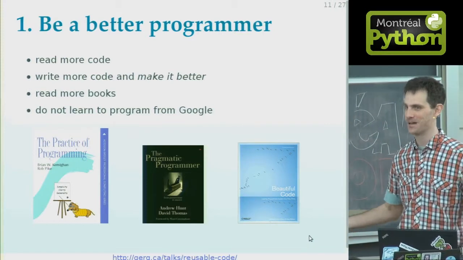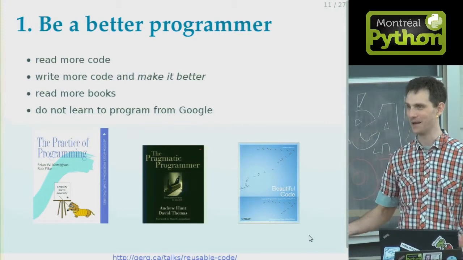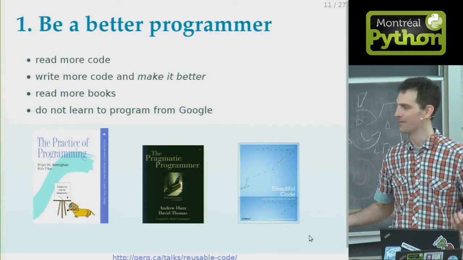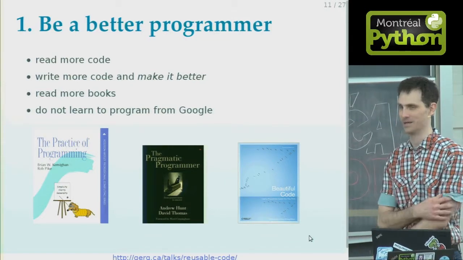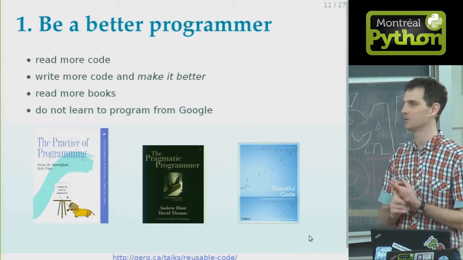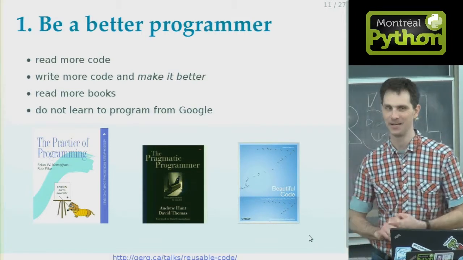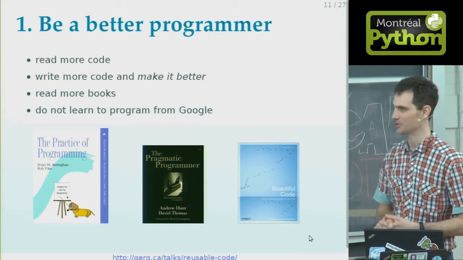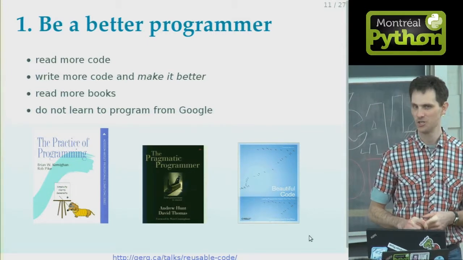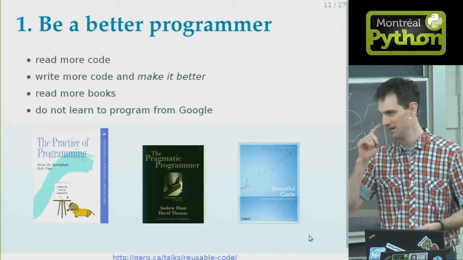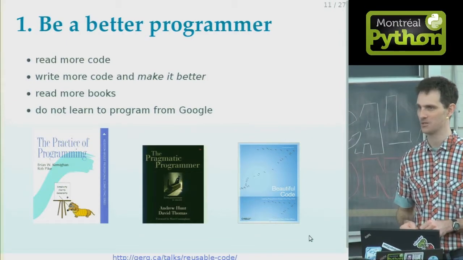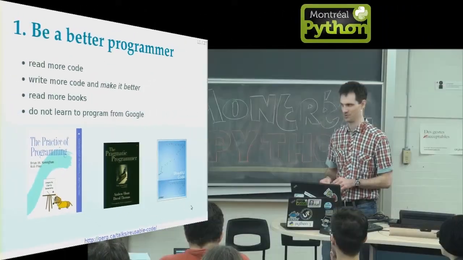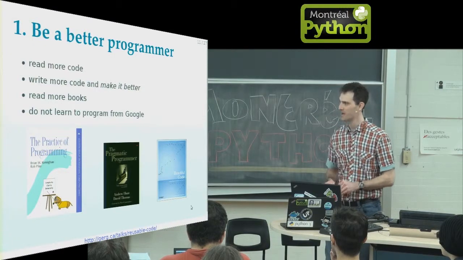Anyway, so the first step to writing reusable code is writing better code. There are lots of ways to write better code. I recommend these ways. Number one, read more code. This is something that's left out of most computer science education. It's not hugely emphasized in the post-education system of training programmers, although really you can't work in the real world without reading other people's code. But do it.